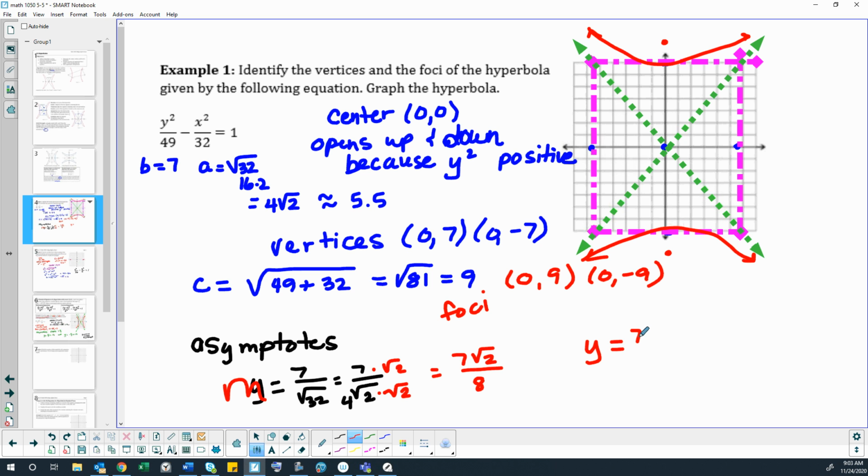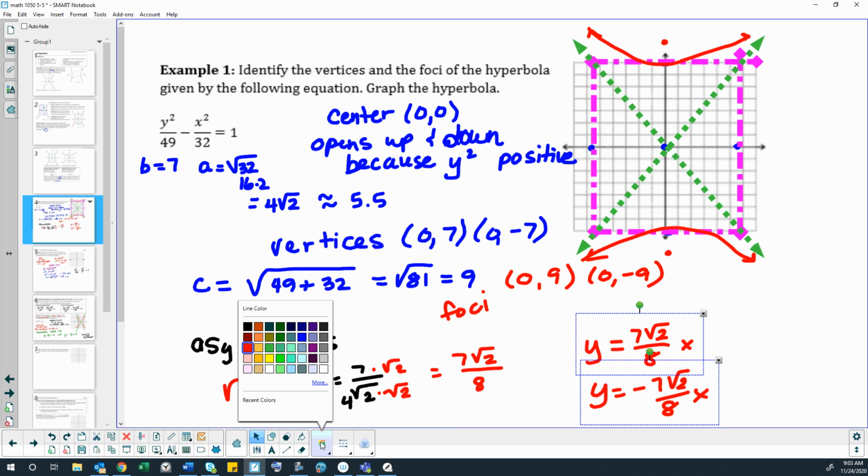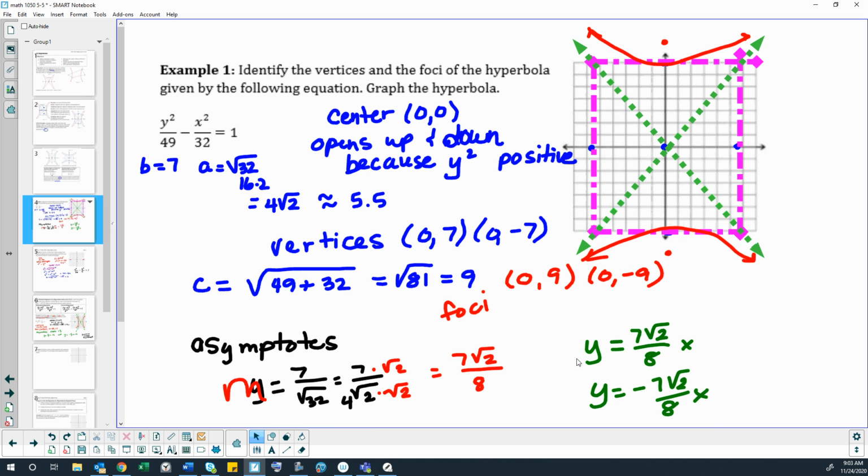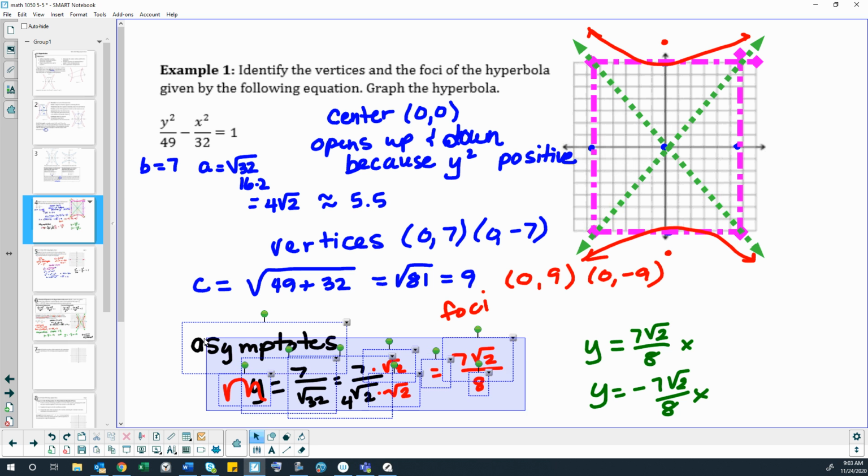So we're going to go 7 square root 2 over 8 x, and there's no y-intercept because it's at 0, so we don't write the 0. And then negative 7 square root 2 over 8 x. We've got our positive equation and our negative equation for our asymptotes. I meant for this to be in green, but when I grabbed the green it did not switch my pen color, so let's do that so it matches our green asymptotes. Maybe you can make that connection a little better right there.